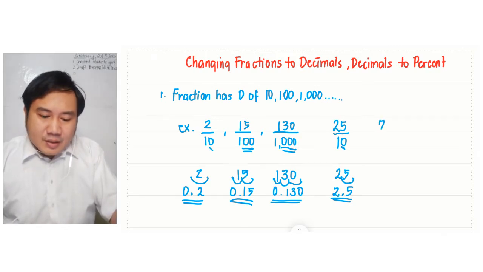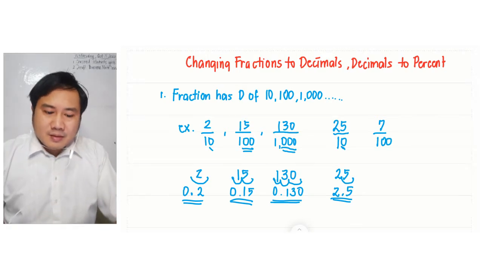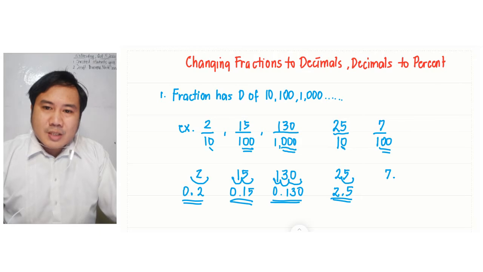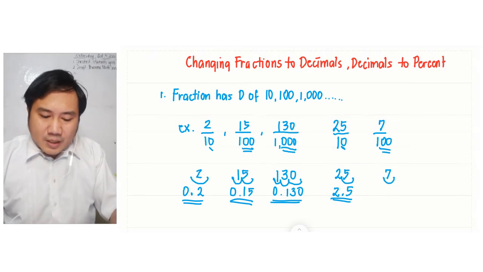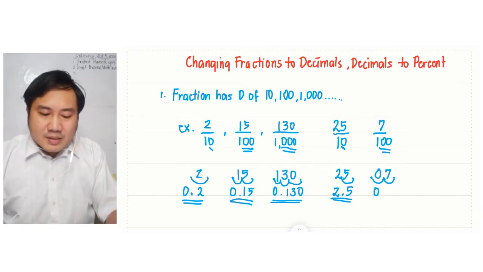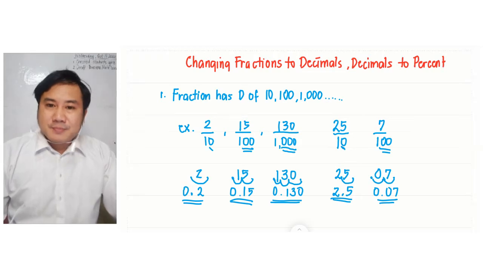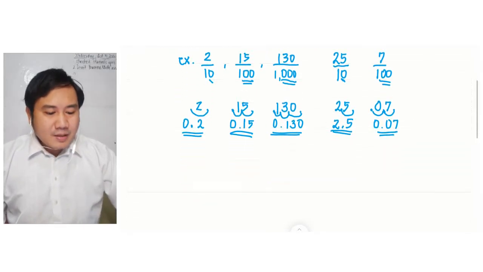Last, 7/100. Write the numerator 7. This is your decimal point. You have 2 zeros in your denominator. So, 2 decimal places to the left. 1, 2. Fill the space with 0. So, therefore, 7/100 is 0.07 in decimal. Okay? Next.